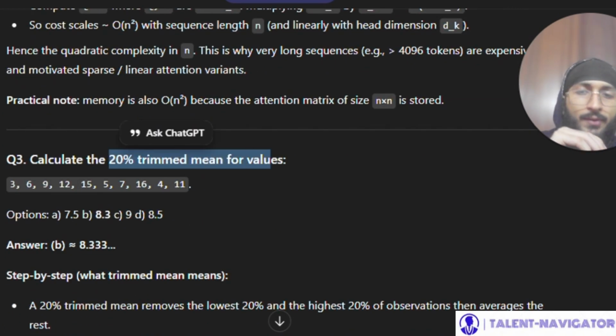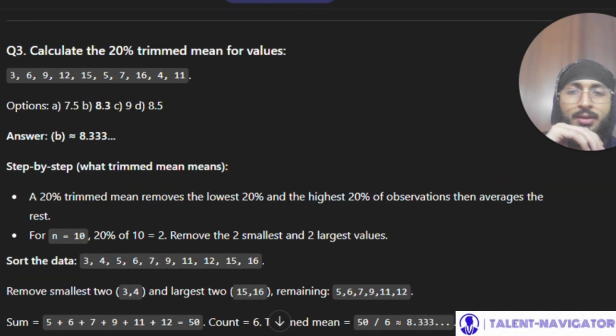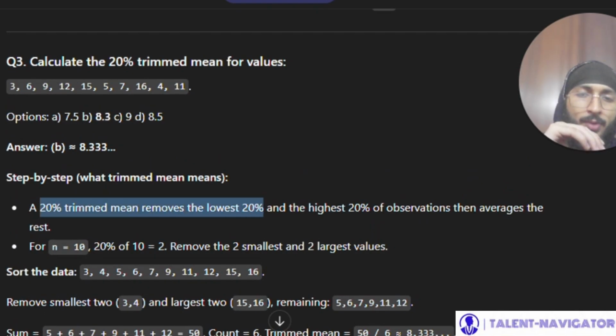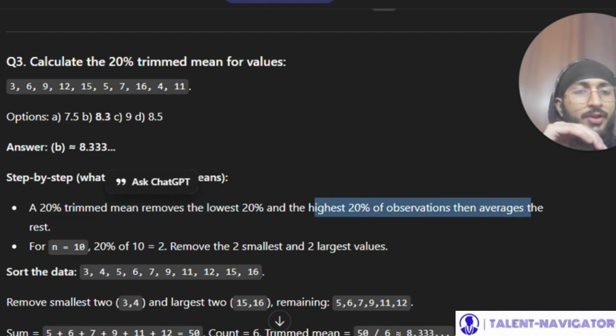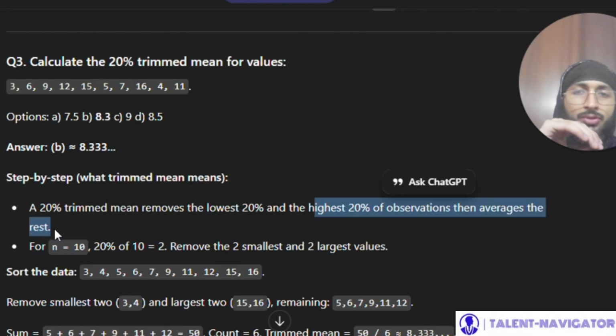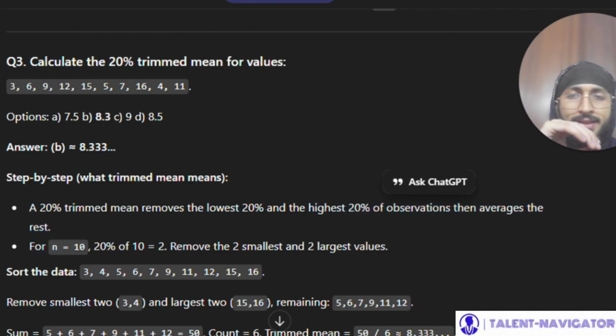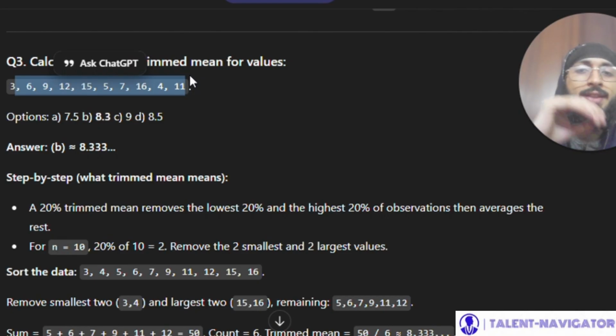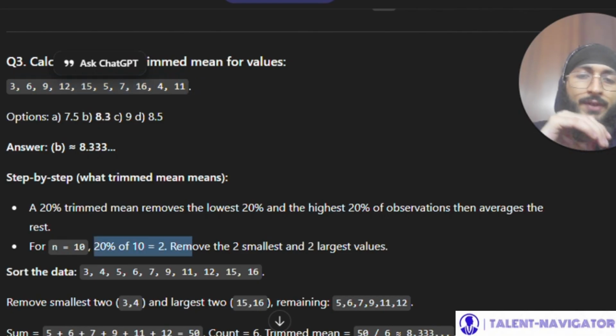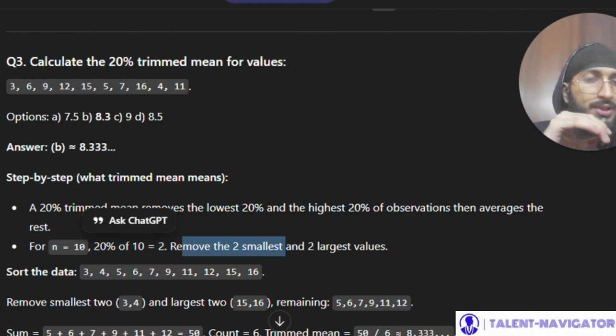Calculate the 20% trimmed mean for the values. Step by step, we'll be looking at that. A 20% trimmed mean removes the lowest 20% and the highest 20% of observations and then averages the rest. For n equal to 10, the number of elements in the list given to us, 20% of 10 would be 2. So remove the two smallest and the two largest values.